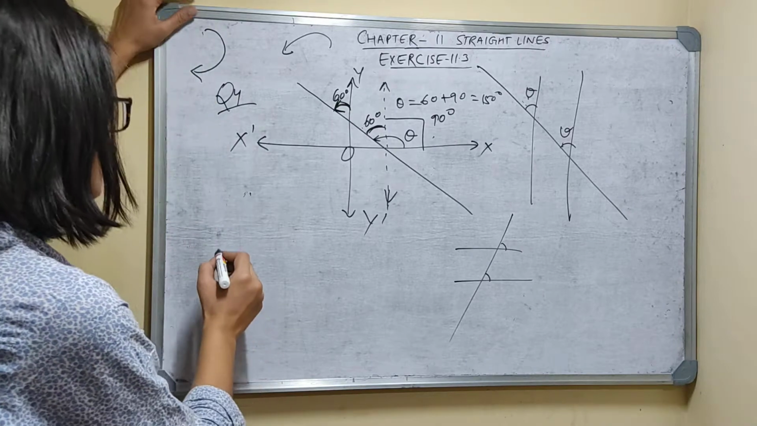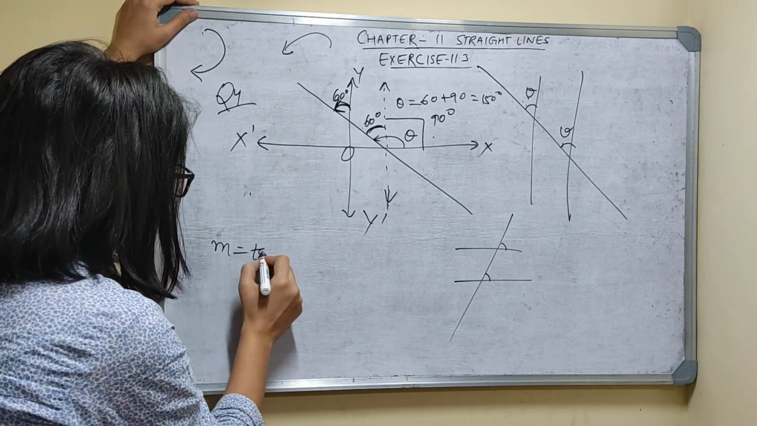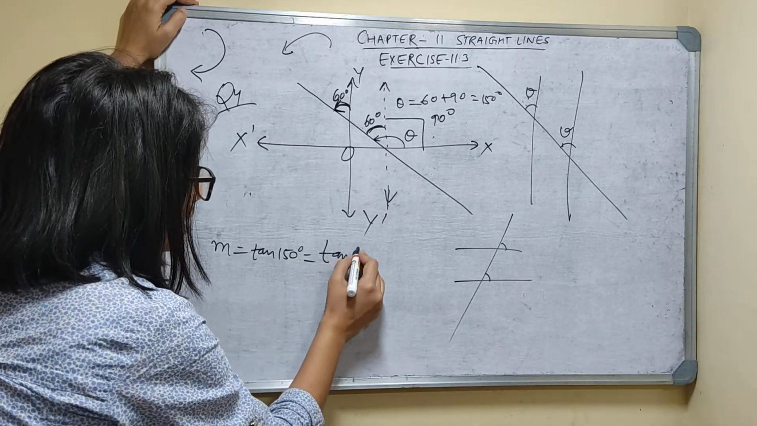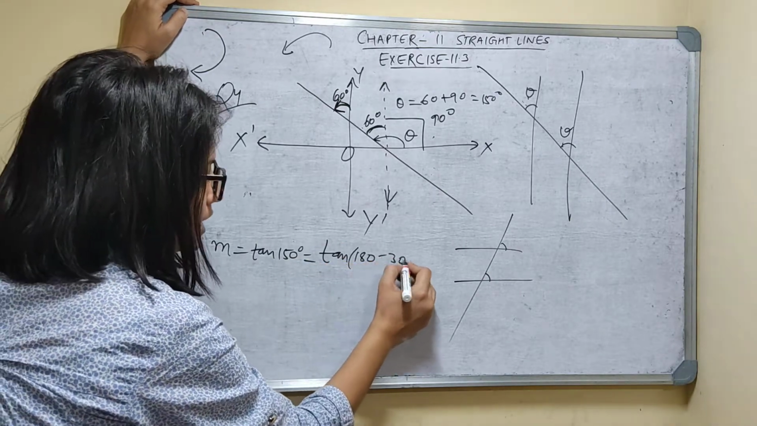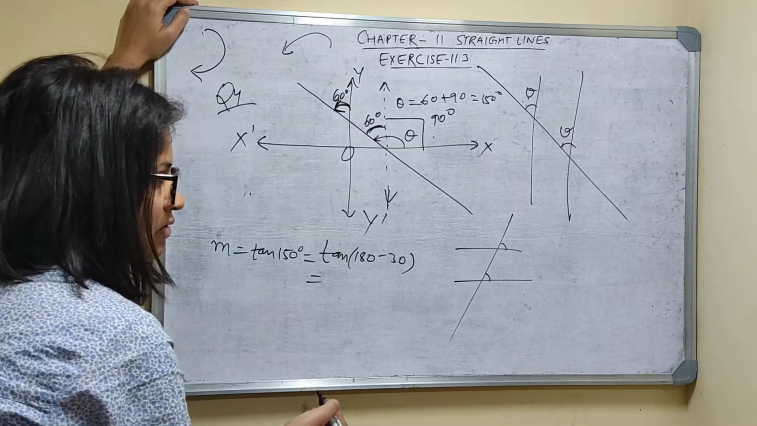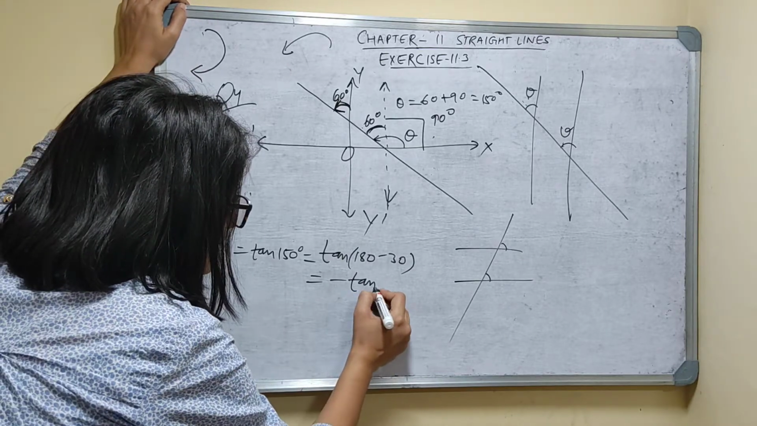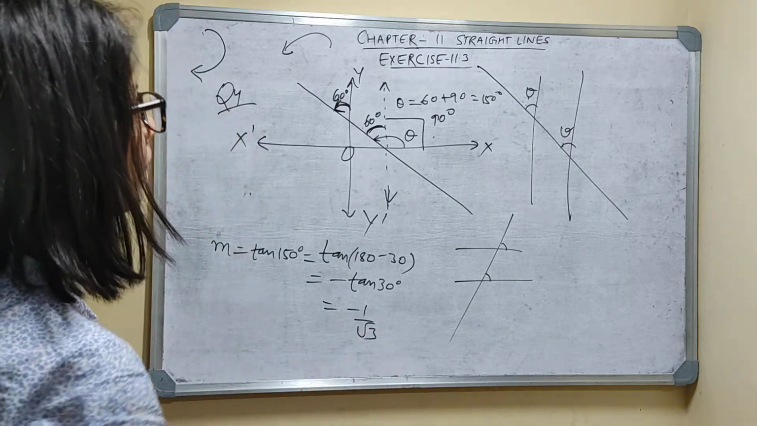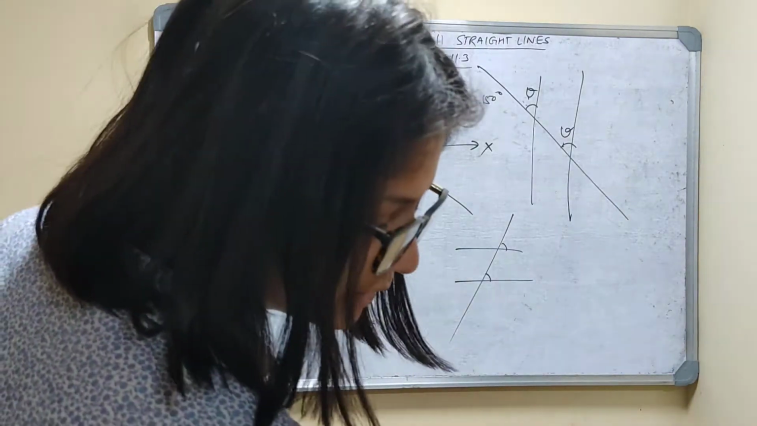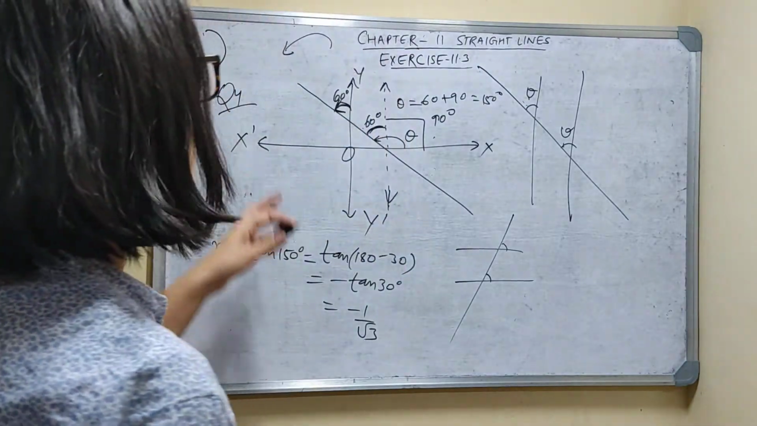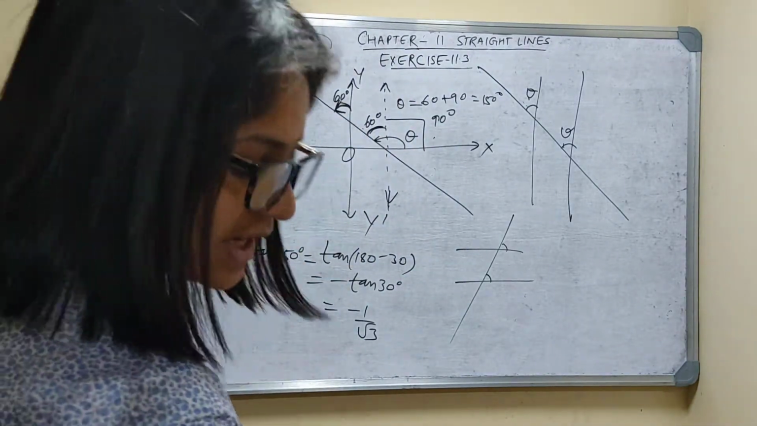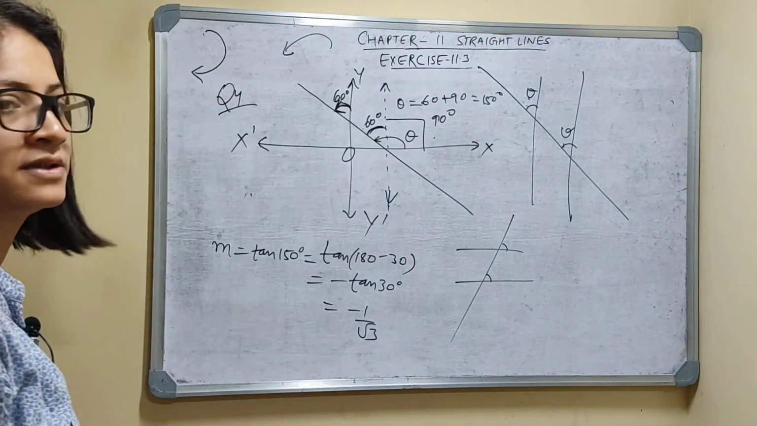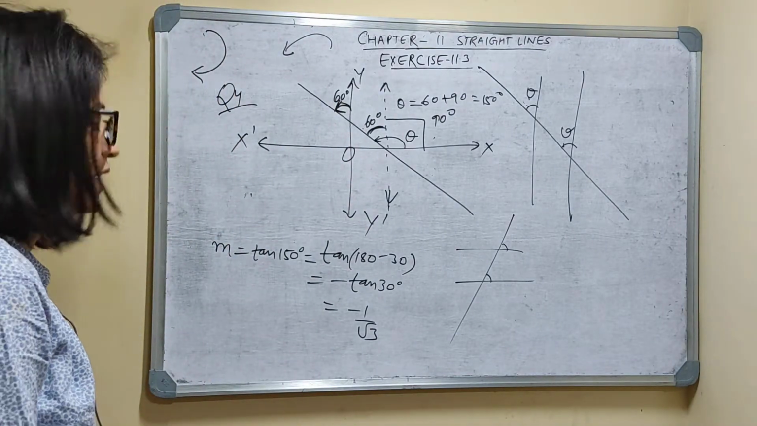150 degrees. So the slope of the line, m, is equal to tan 150 degrees. I can write tan(180 minus 30). And I know tan(180 minus theta) is equal to minus tan theta. So here minus tan 30 degrees. So minus 1 by root 3 is the slope of the line L, which makes an angle of 60 degrees with the positive direction of the y-axis measured anti-clockwise. Is it clear? Okay. Now question number 5.